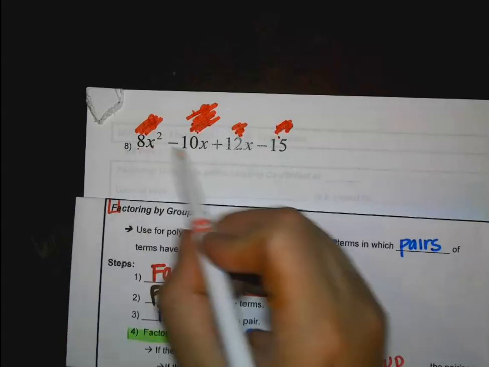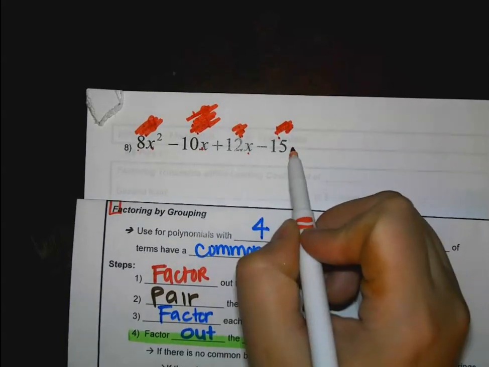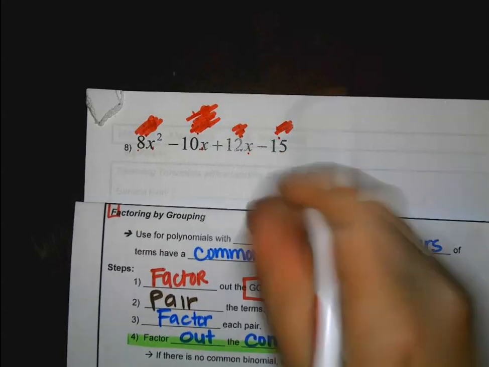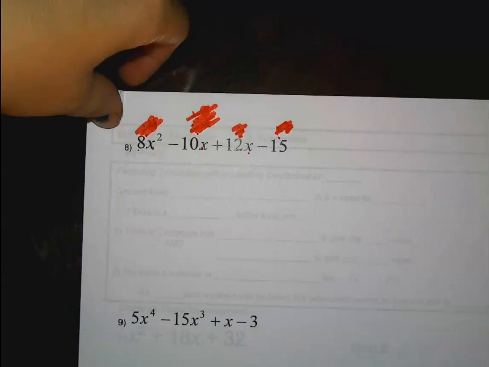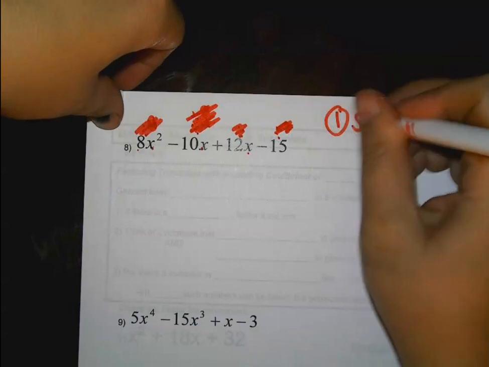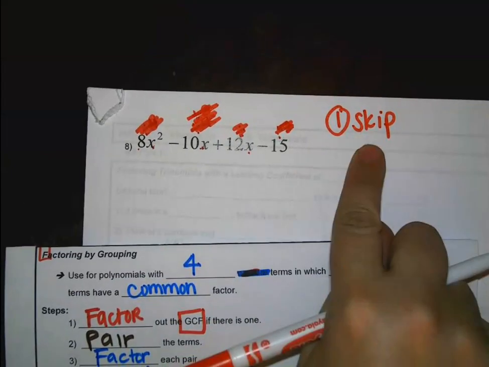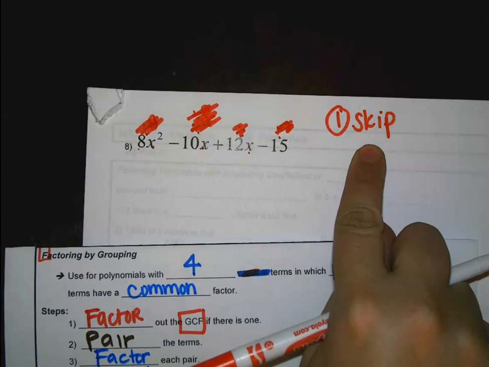This has an X, this has an X, this has an X, but this does not. So I can't do step 1. So step 1, I'm going to skip. The only GCF is 1. So when the only thing that goes into all of them is 1, we're going to skip the GCF step.